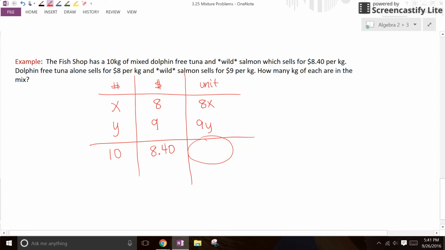This right here should get our solution. We have x plus y equals 10. We have 8x plus 9y equals 10 times $8.40, so $84. And now you should be able to solve that just like before, using any systems you want.